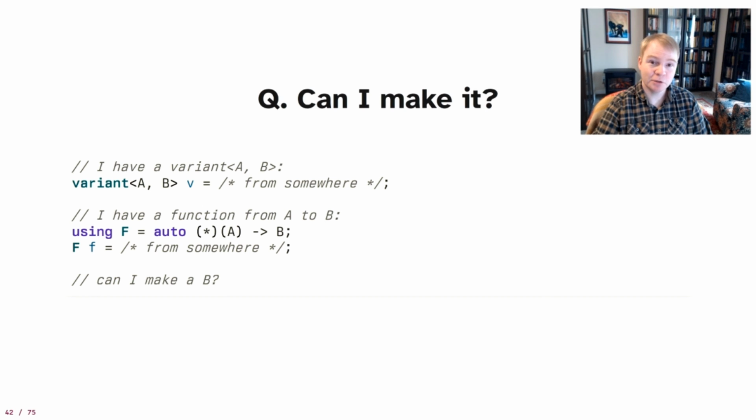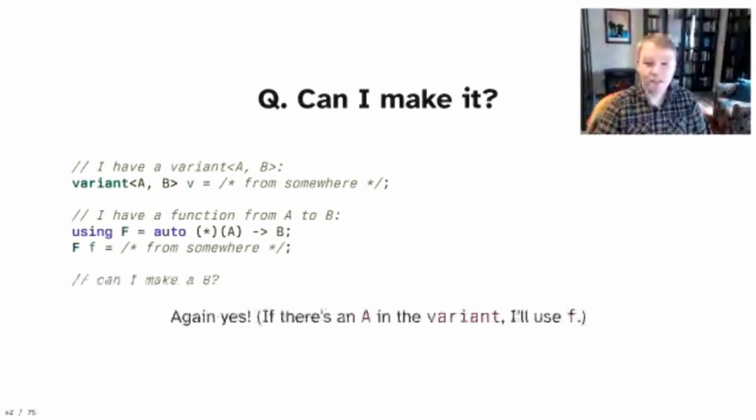And now the last question in this short quiz. This time I have a variant of A and B, and the same function from A's to B's. Can I make a B now? And the answer is still yes. If the variant already contains a B, I'm done. But if it contains an A, I use the function again to make the B.